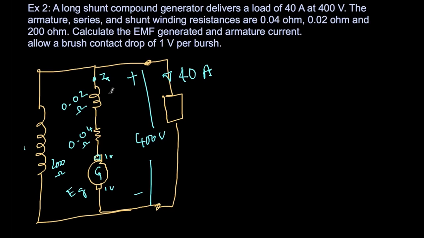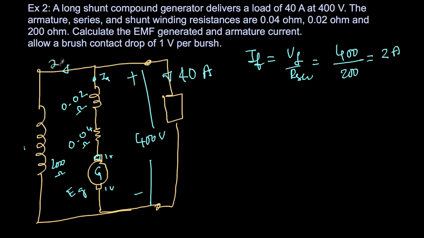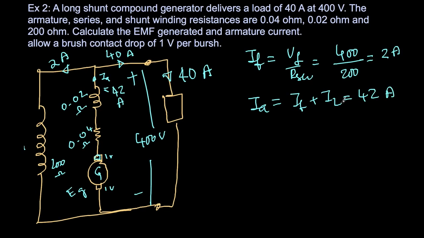Again, to find armature current, first I find the field current. Field current will be field voltage divided by field resistance. What is the field voltage? 400 volts divided by field resistance 200, so we get a simple 2 amperes. So this current going this way is 2 amperes, and 40 amperes is going on the right, 2 is going on the left. So that simply gives IA to be 42 amperes. IA is nothing but IF plus IL. This is 42 amperes.